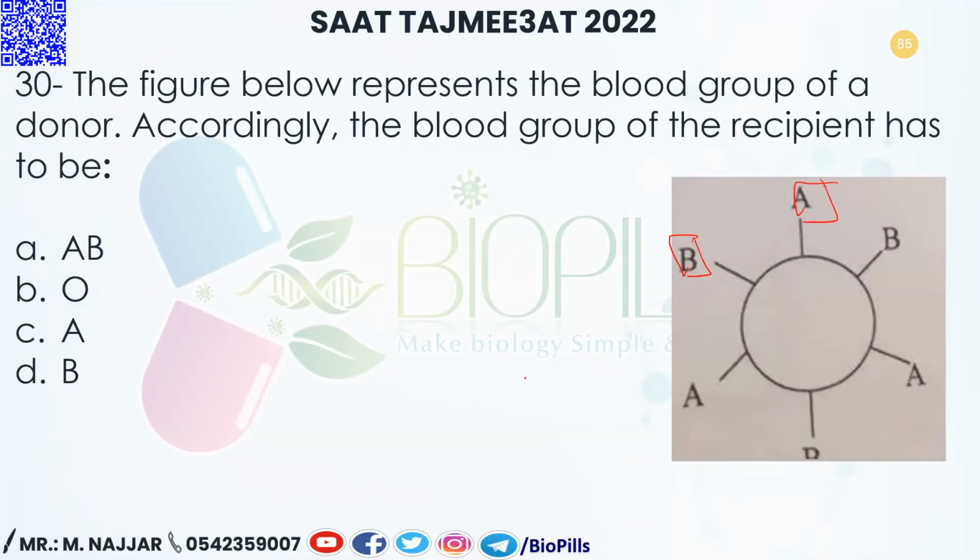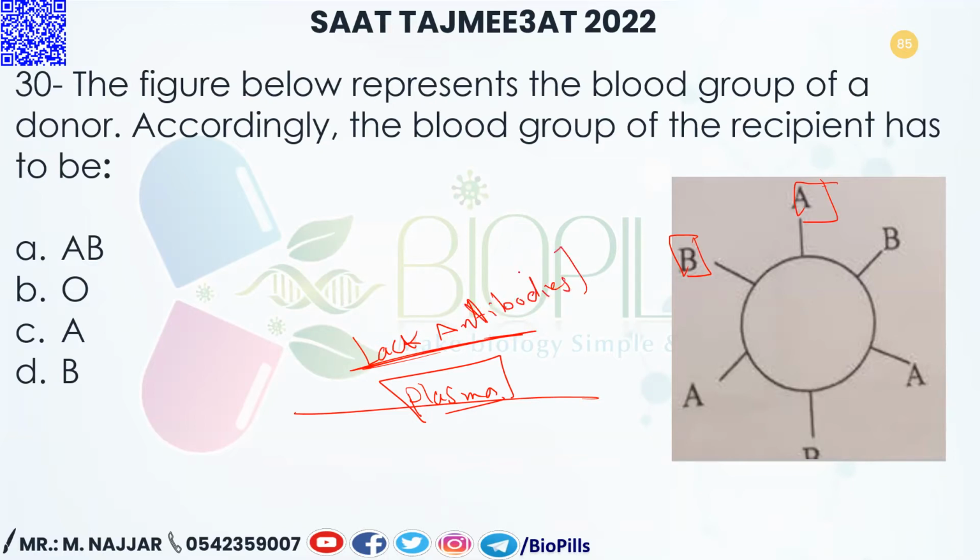So the plasma of the recipient must not have any antibody, should lack any antibodies. And the only blood group that lacks any antibodies is blood group AB, not O. Let's extend the explanation a little bit.